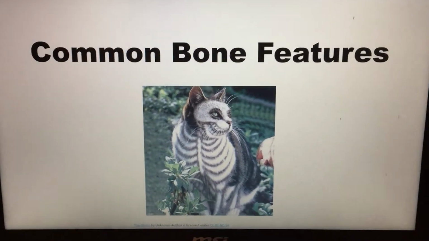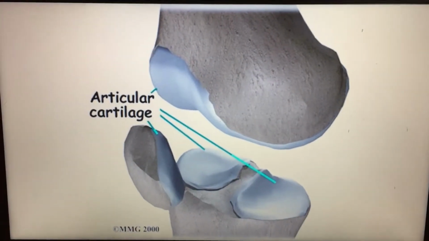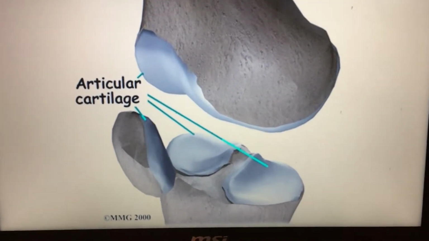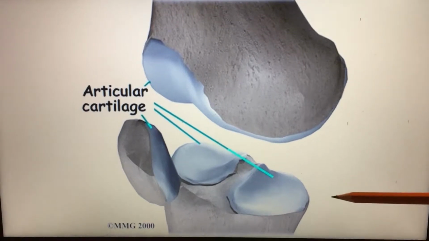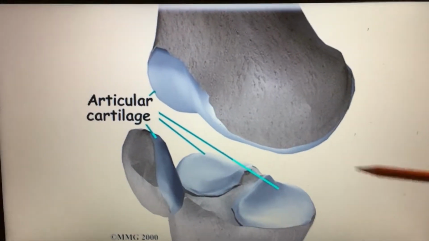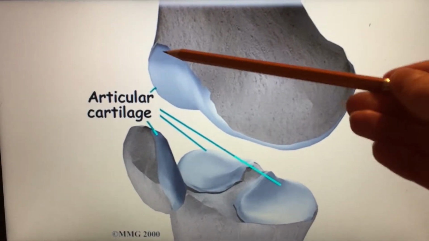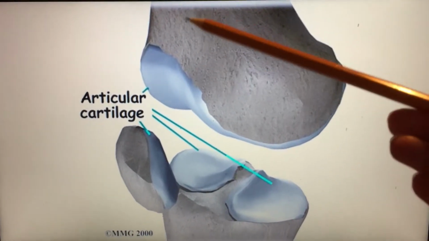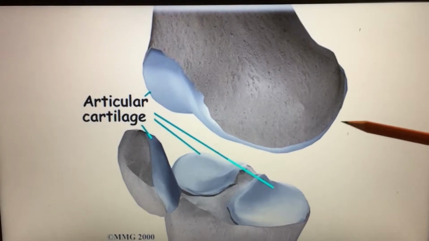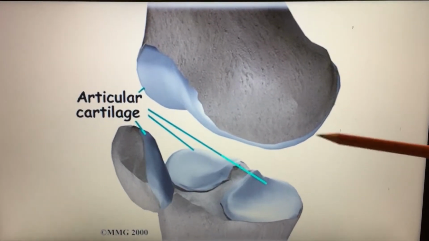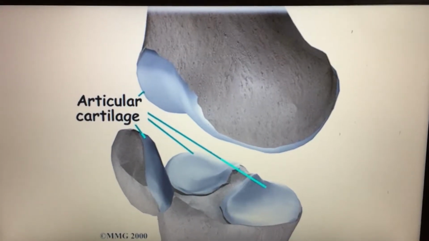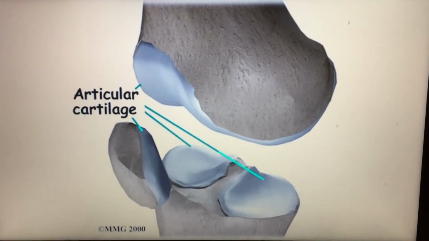The first feature is the articular surface. This is a smooth area of compact bone where the bones come in contact with each other to form a joint. Each articular surface is covered in this smooth, thin layer of hyaline cartilage called articular cartilage. This is smooth and soft, which helps reduce the friction when the joint's moving.